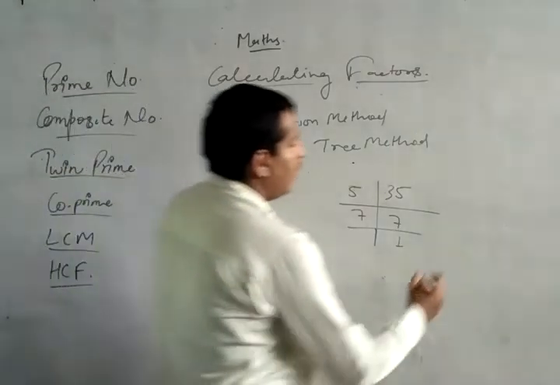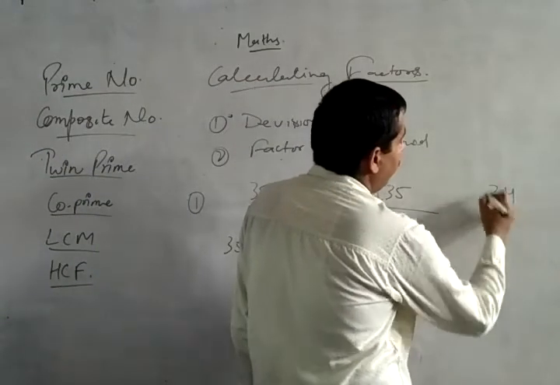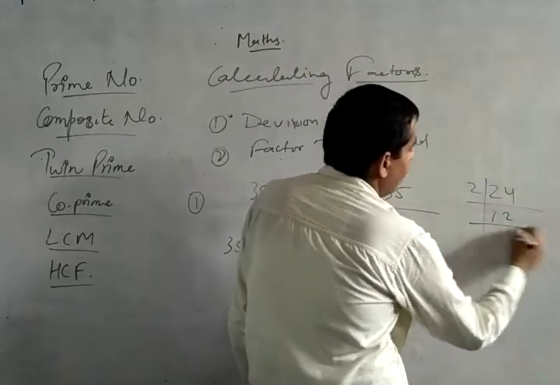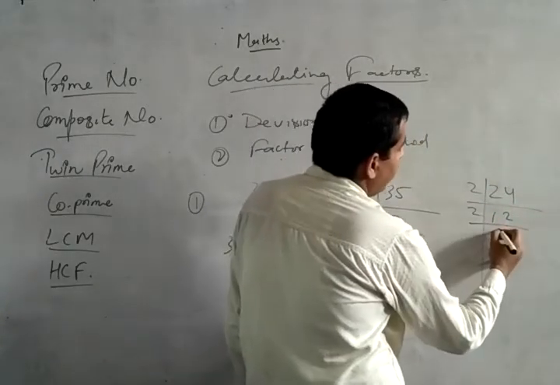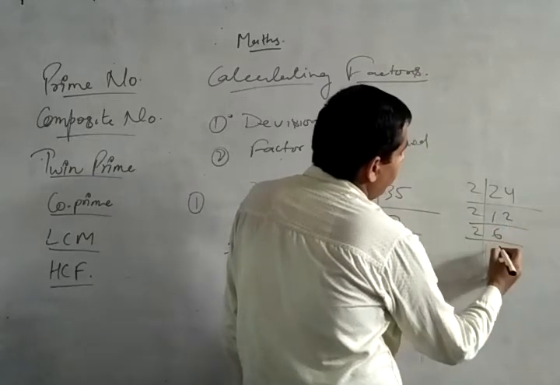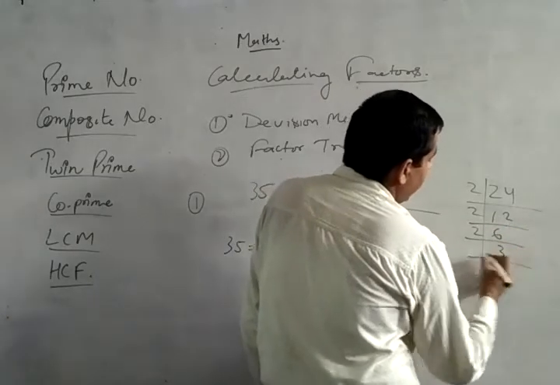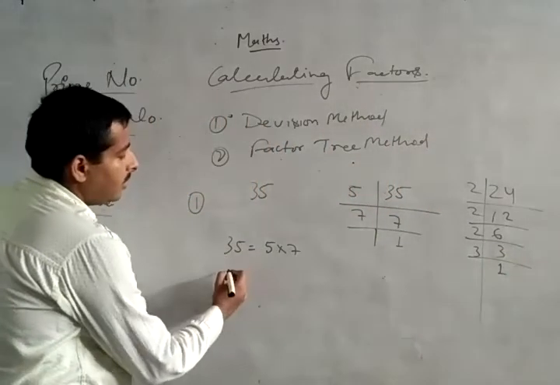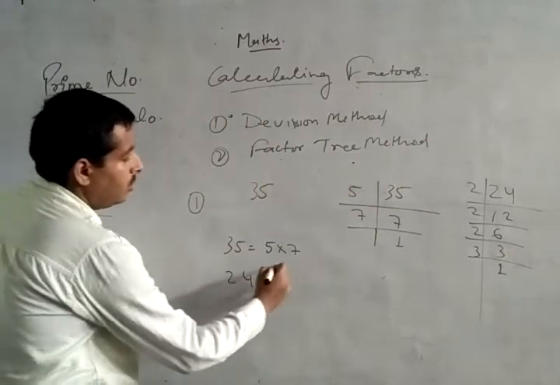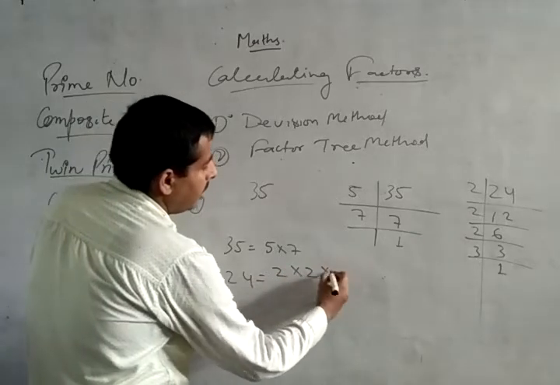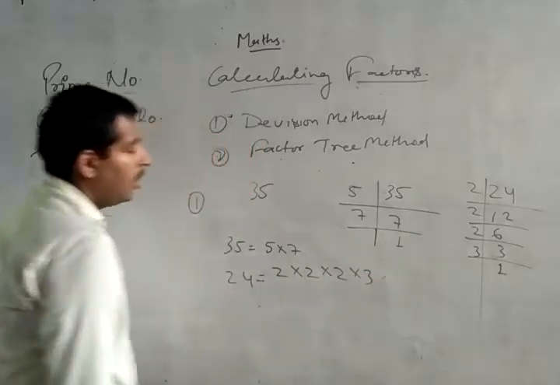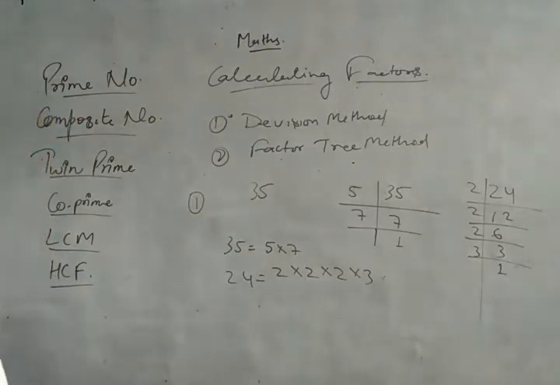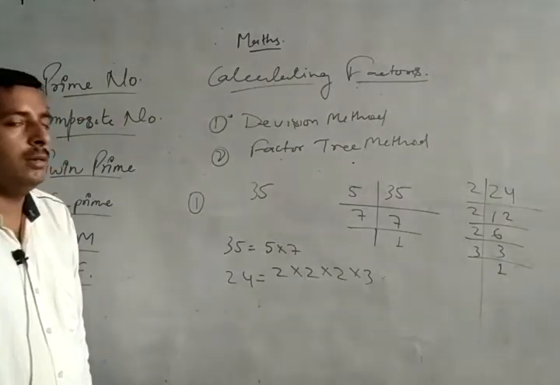Now again, if we write the factors of 24, we have to divide it by 2, and we will get 12. Then again by dividing by 2, we will get 6. Then again by 2, we will get 3. Then again by 3, we will get 1. Hence, we will write 24 is equal to 2 multiplied by 2 multiplied by 2 multiplied by 3. These are the factors of 24. This is called the division method.